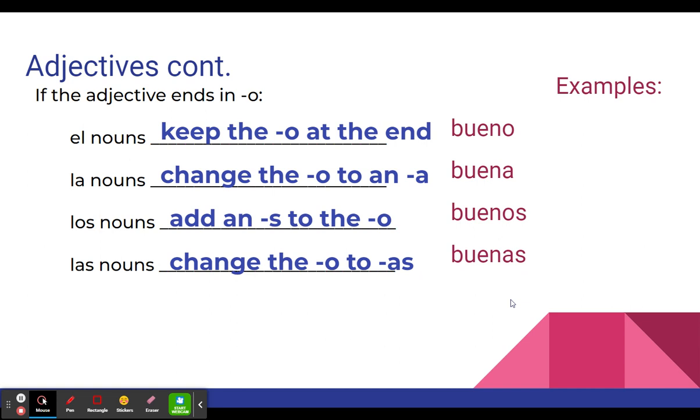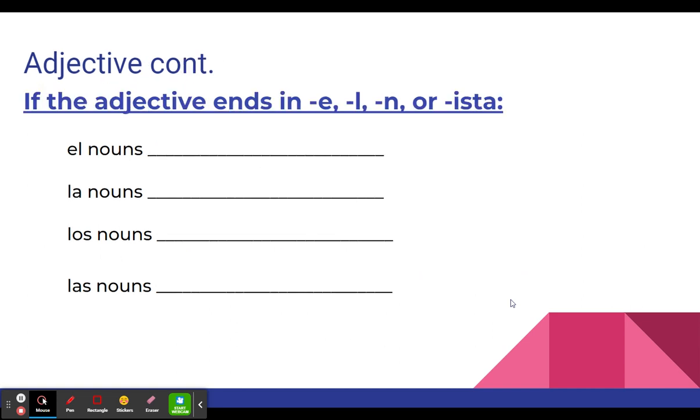and have buenas. Now, there are a lot of adjectives that don't end in O, and most of them follow these rules. So, these adjectives that end in E, L, N, or ista are considered no gender adjectives, which means they don't have to change masculine versus feminine. They can describe either. We do still have to worry about singular versus plural. So that's like adding that S.